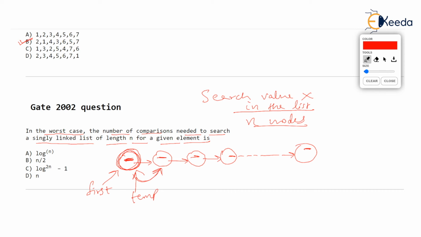And what if that is also not storing x? Then you will advance temp to the next node, next node. If none of these values are storing x, then we will fall down to null. Temp will become null. And when temp becomes null, the search stops saying failure. Failure means it was not able to find x because x was not available in the list. Such things are called worst case.